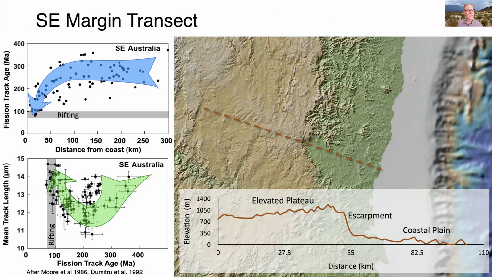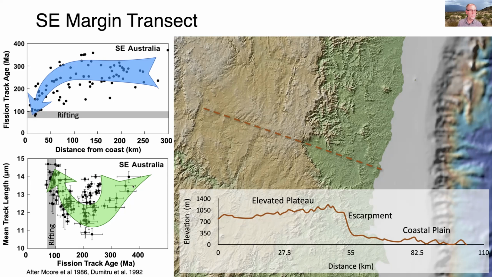This shows you, from some of the older data from the 80s and 90s, the variation of apparent fission track age in apatites with distance from the coast. So decreasing towards the coast here, we see the broad background of late Paleozoic ages decreases to ages of about 100 million years or less at the margin.